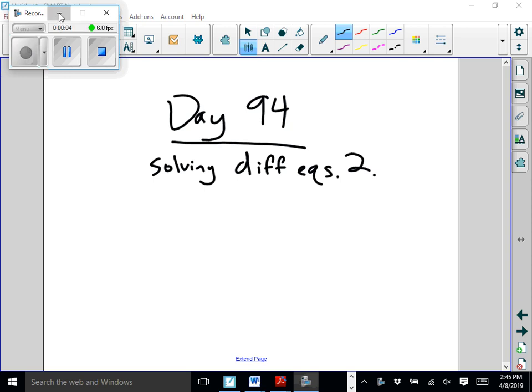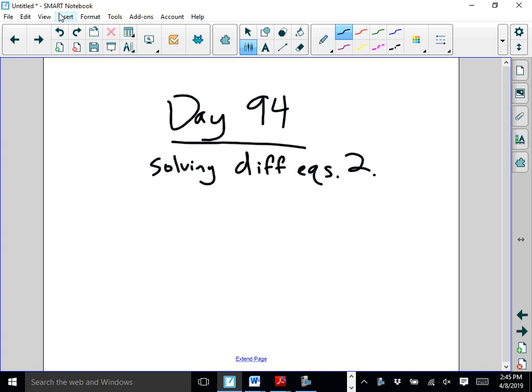I just want to solve one differential equations problem here. We saw one today where we used letters different than y and x, so I just want to show you one more of those and solve it, and show you the level of difficulty that it can get to. Okay, so here is our differential equation.